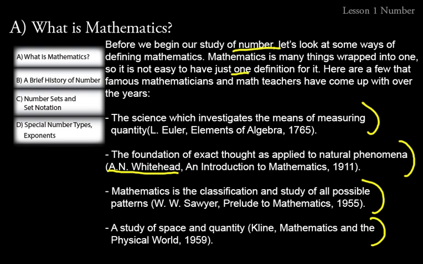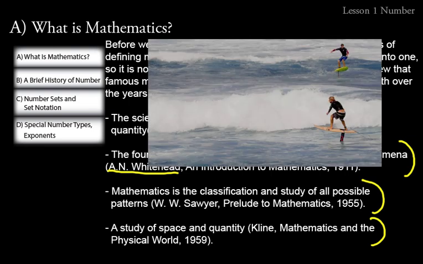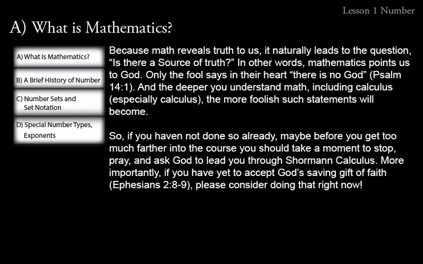So if I wrote that there are 5 surfers riding hydrofoils in that photo, you'd immediately think that either I made a typo or I'm lying about this picture, because clearly there are 2 surfers, not 5. So math helps us know that if we search for truth in something, we can often find it. Because math reveals truth to us, it naturally leads to the question, is there a source of truth? In other words, mathematics points us to God.